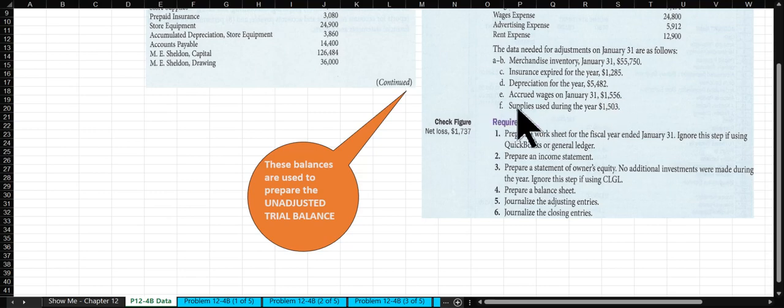And the last one is supplies used during the year, 1,503. So again, we have supplies that we had bought, and this is what was used. So we're going to have to take it away from the asset supplies and record it as an expense called supplies expense.